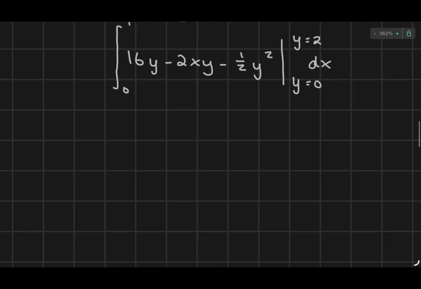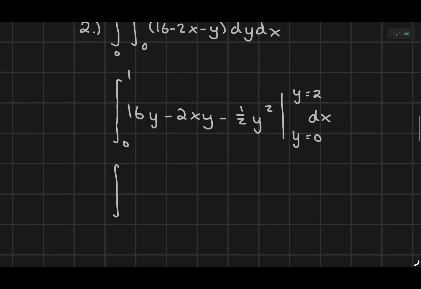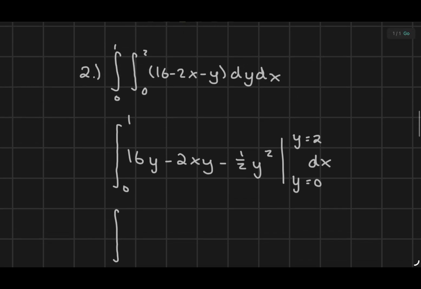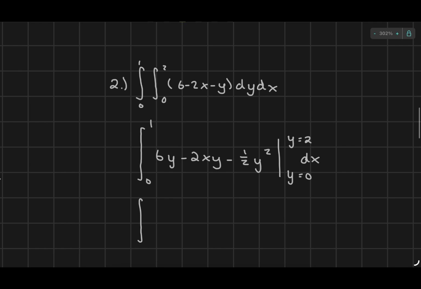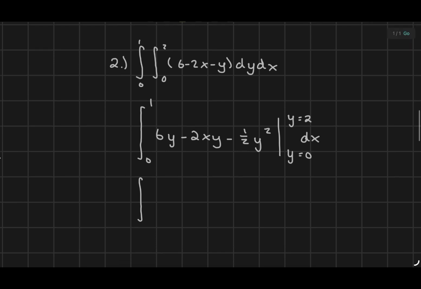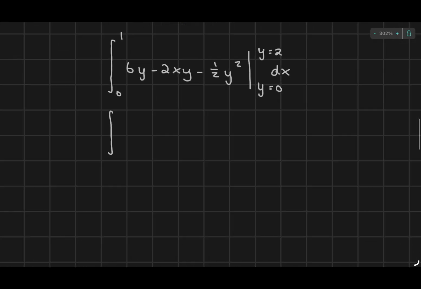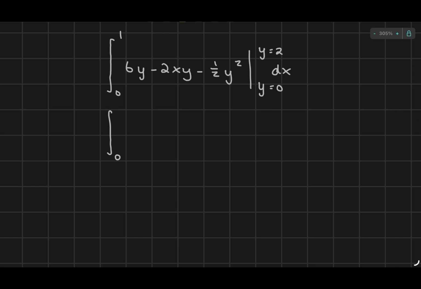So let's just go ahead and plug in our, oh, that's not 16. Yeah, there we go, sorry. I messed that one up just slightly. We're good. All right, 6y minus 2xy minus 1/2 y squared. I apologize. We're going to have that integral from 0 to 1 on our outside, and then we're going to have 6 times 2 minus 2 times x times 2 minus 1/2 times 2 squared.